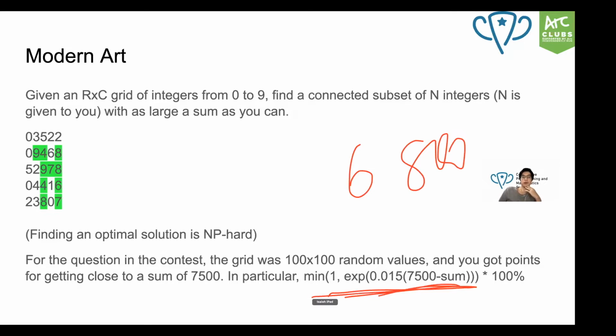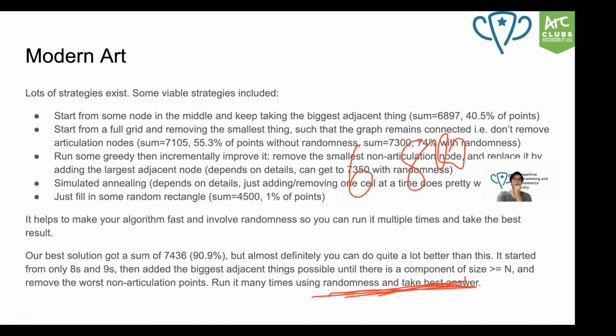So basically, as you get closer to 7,500, that exponential function will mean that you get more points. It accelerates as you get more points, and that happened to work for this question. And so the aim is to get really close to 7,500, and the closer you get, the more points you get. Okay. So yeah, for this problem, I don't have a solution, as you've probably gathered. So instead, I'll just cover a few ideas that can get you some partial points. It's kind of a dense slide. I just jotted down a lot of things that we tried and that can do pretty well.